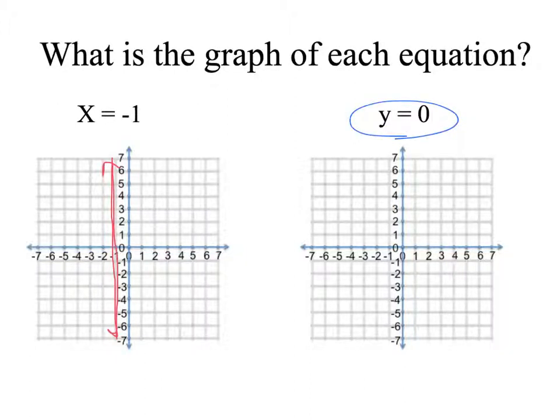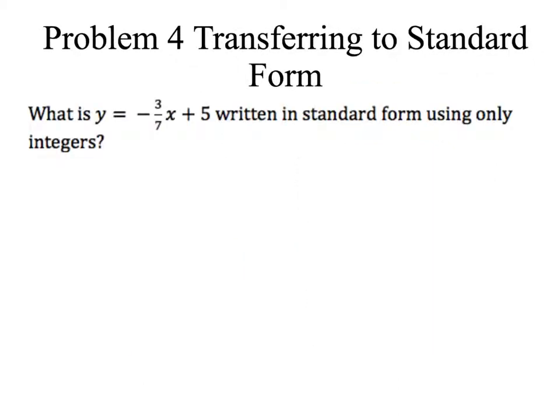Well, if it's y equals 0, you have to make sure it goes through the y-axis, which is going up and down. So I'm going to get rid of that because I don't want that. If it's y equals 0, it has to be going this way through 0, because anything that's y equals is always horizontal. Okay, and the last part of this, probably the hardest part, is transferring something into standard form.